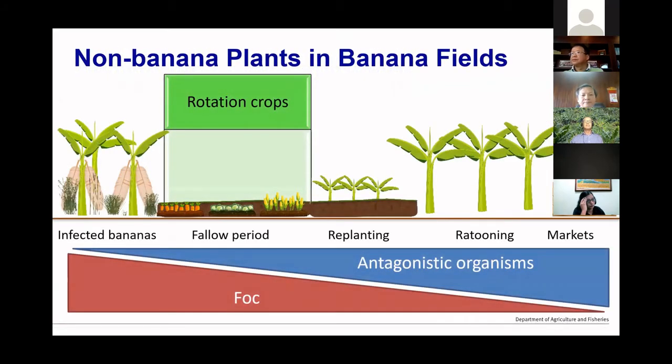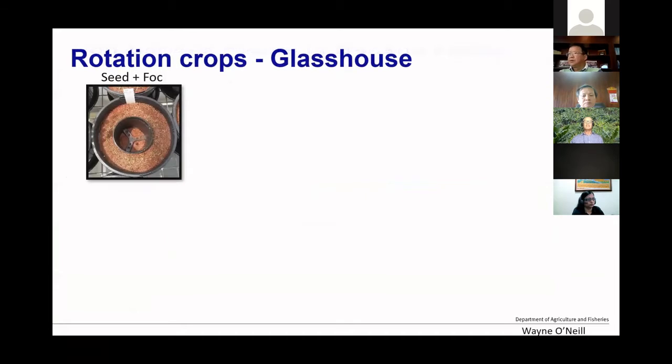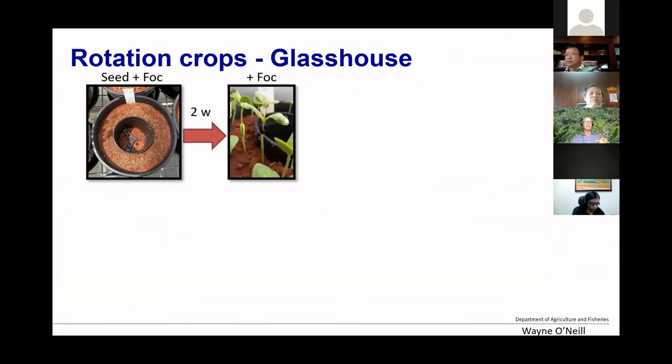So now let's move on and consider the role of non-banana plants as rotation crops, which potentially can reduce inoculum and increase soil antagonistic organisms. Firstly, in a glasshouse assay using a method we developed with Wayne O'Neill, we call the pot in pots experiment. This is where we put a small pot inside a larger pot, fill the space between the two with soil and plant our rotation crop.